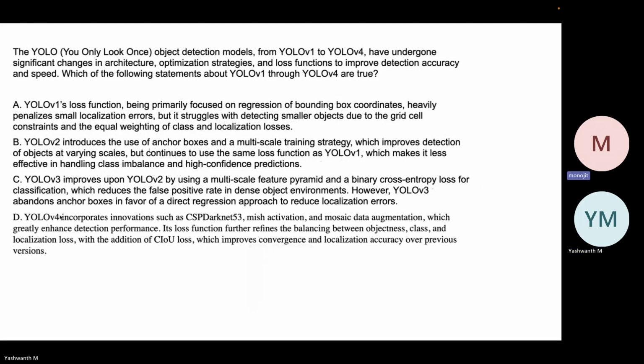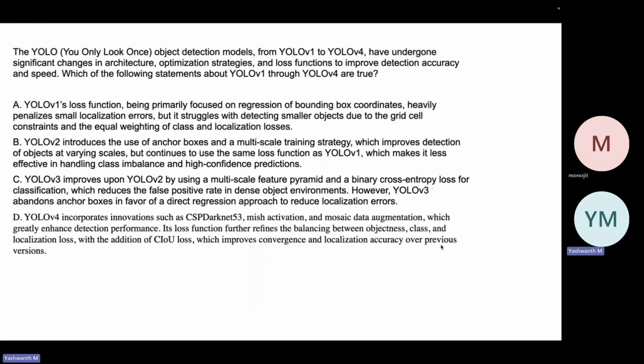Okay. And what is a feature pyramid? Multi-scale. I think at different scales we extract different features. And YOLO version 4 incorporates innovations such as Mish activations and mosaic data augmentation, which greatly enhances detection performance. Its loss function further refines balancing between objectness, class, and localization, with the addition of CIoU loss, which improves convergence and localization accuracy over previous versions.